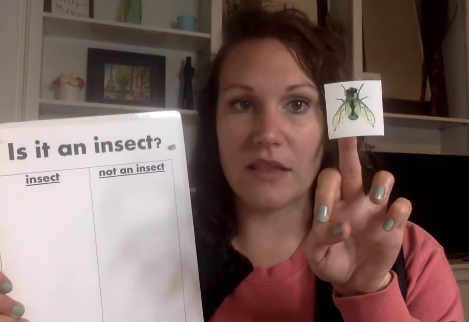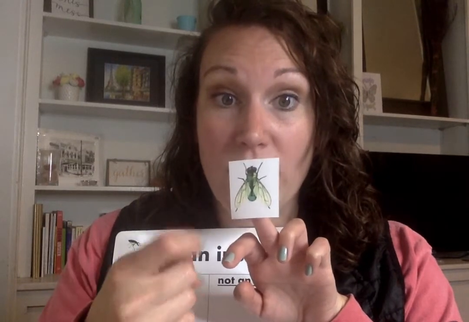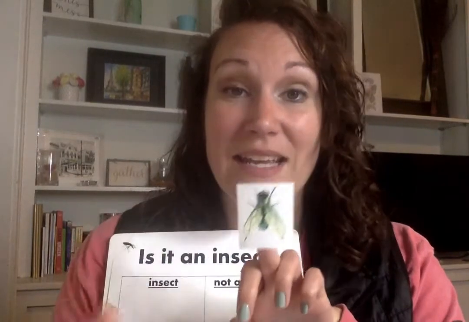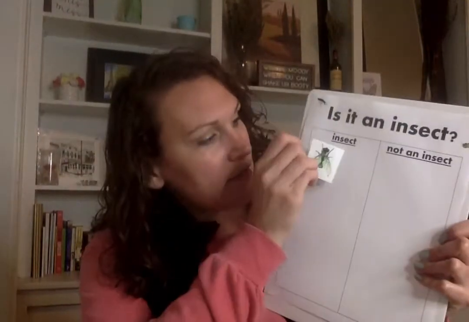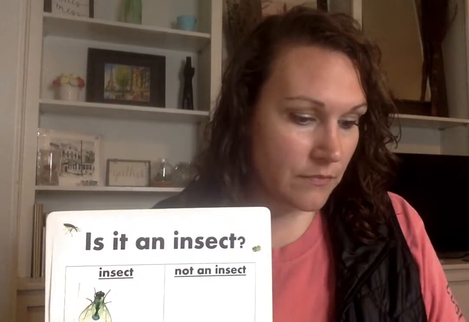Ooh, it is a fly, and it has a head, a thorax, and an abdomen. It has 4 wings, 6 legs, and you might not be able to see them, but it has 2 tiny antennae. So is it an insect? Yes, a fly is an insect. It has all of the body parts.